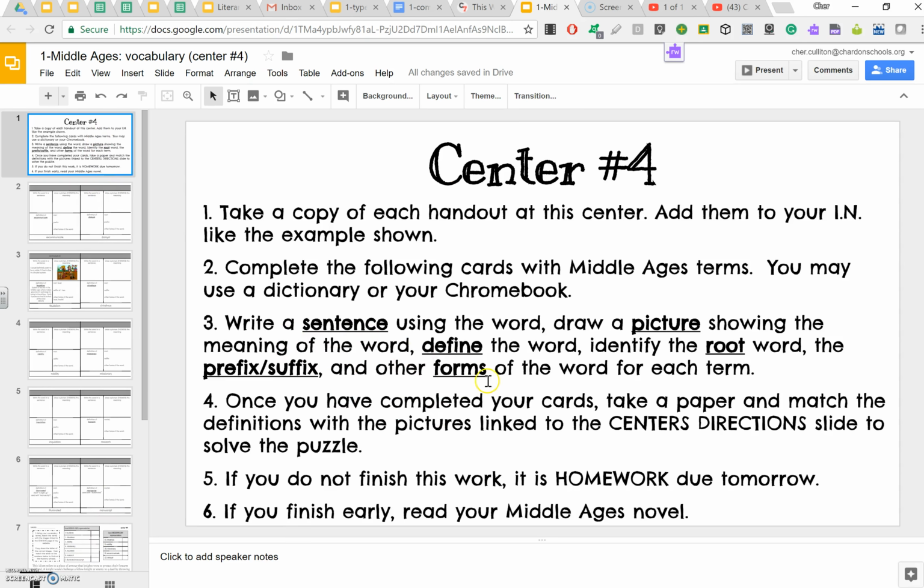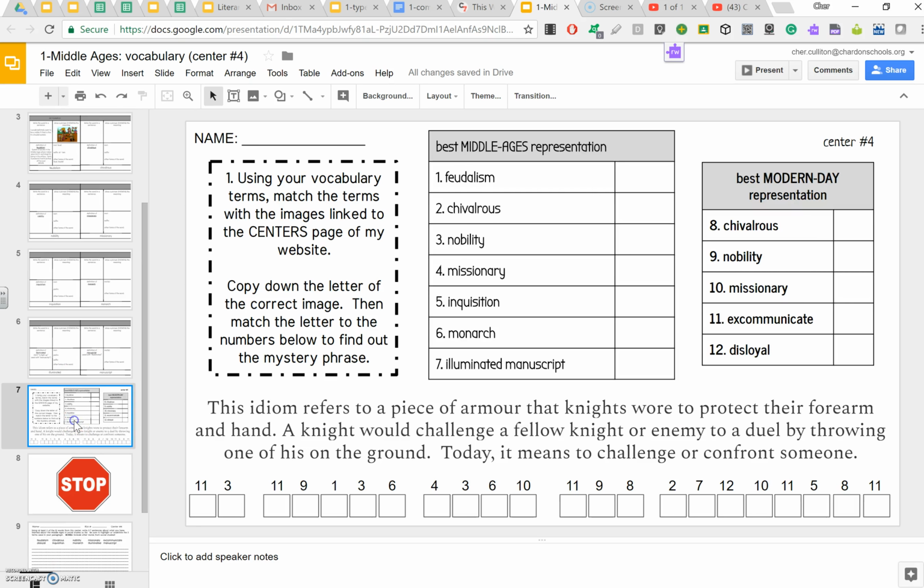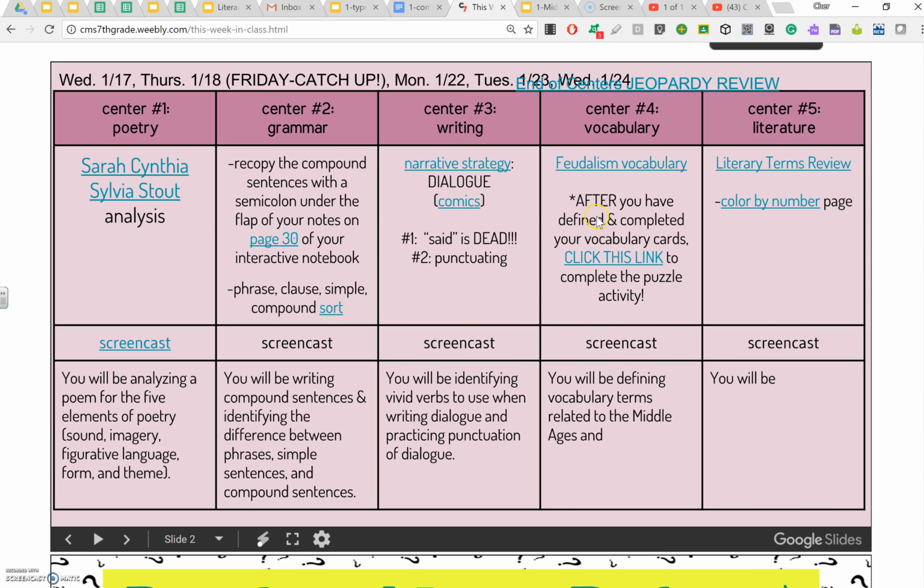But after you've gone through and completed all of your cards, you're going to take a paper, and the paper looks like this. And again, it's on pink. Everything at your center is going to be on pink. It says, using your vocabulary terms that you just defined, match the terms with the images linked to the centers page of my website. So you were already there at the centers page.